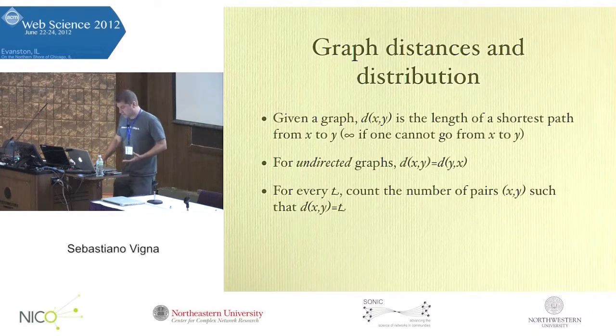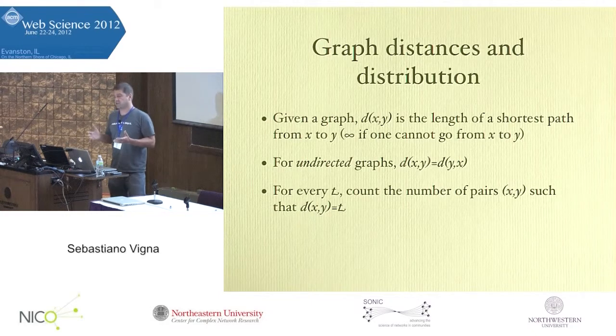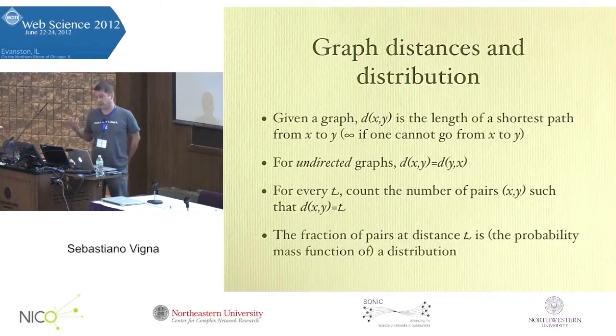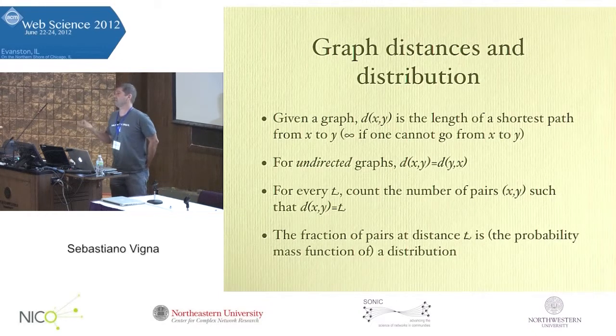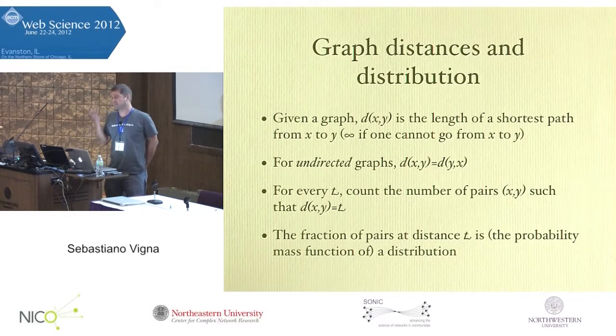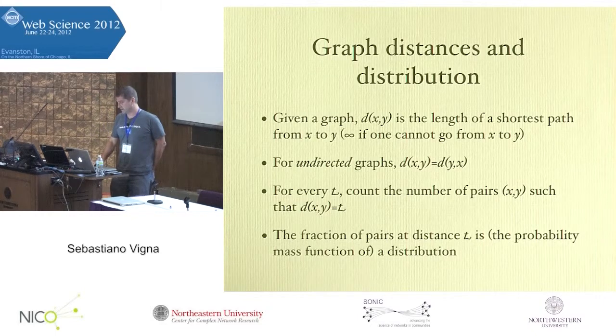So for every t, you should count the number of pairs (x,y) such that d(x,y) is equal to t. So if we want to find the number of pairs at distance 1, 2, 3, 4, and so on. Of course, the pairs at distance 0 and 1 are very easy to find because they are the number of nodes and the number of arcs in the graph. But then you must do something more complicated. And if you instead consider the fraction of pairs, instead of the number of pairs at distance t, you get a probability mass function of a distribution, which is the distance distribution. So the distance distribution tells you which fraction of pairs are exactly at distance t. This is the main idea.